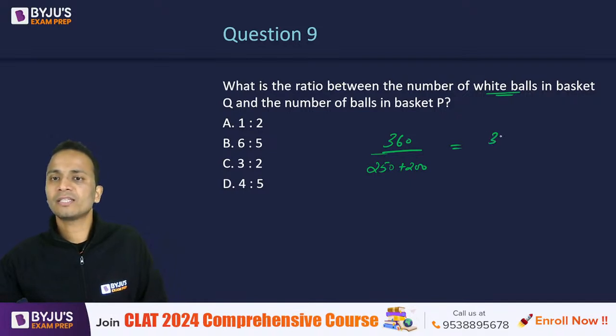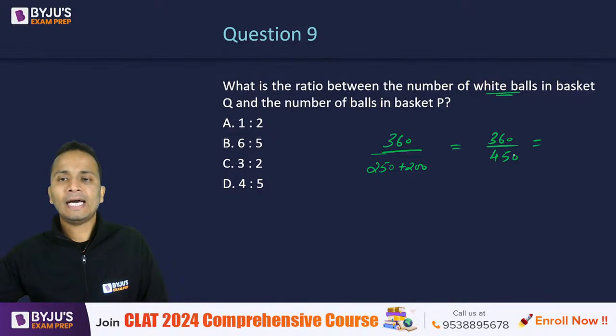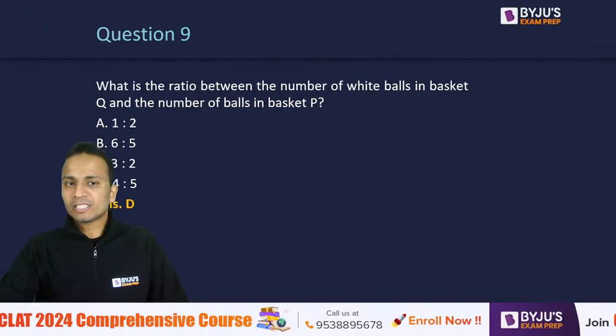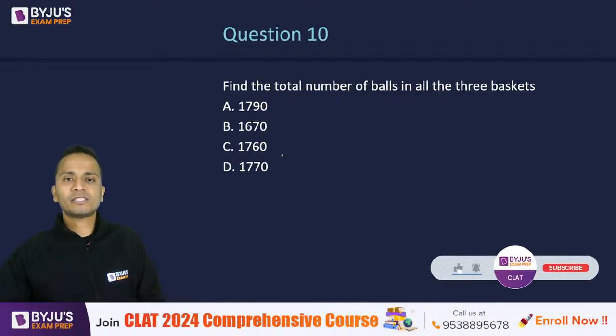So, ratio calculate karte hain. 360 divided by 450. And 0 will get cancelled and then 9 will get cancelled. So 4 upon 5 will be the ratio, which is option D. Right? Okay. Now next, the last question for this set.